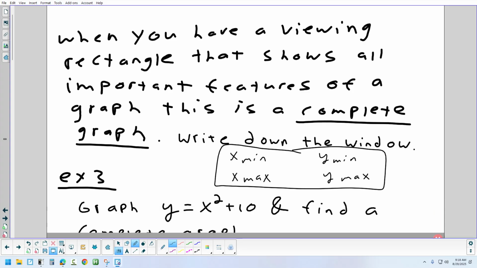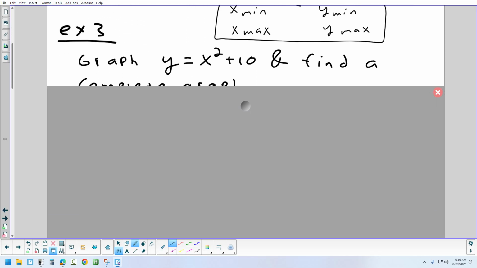This one I think we already did yesterday. Did we graph this one in class yesterday? The parabola x squared plus 10. We did that? Yeah. So it's just another exercise where the parabola is off the standard window and you have to zoom higher to see it. Okay, so I'm not going to go through that one again.